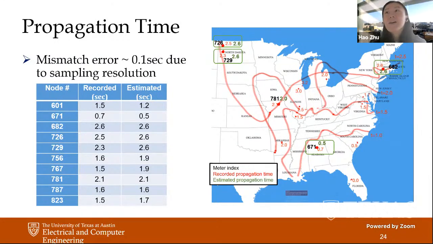So like I said earlier, there are thousands of PMUs in the system. I think this is already pretty sufficient for my algorithm.